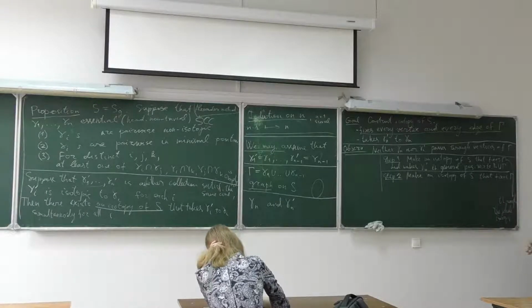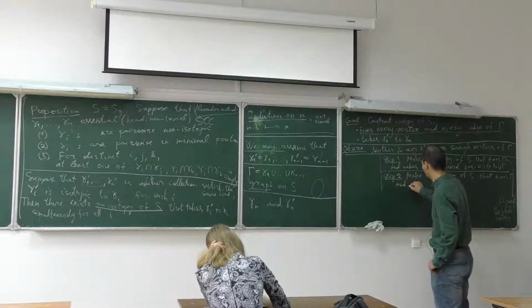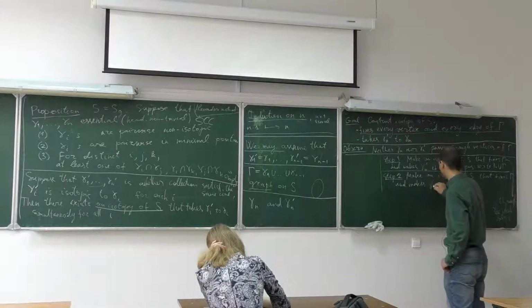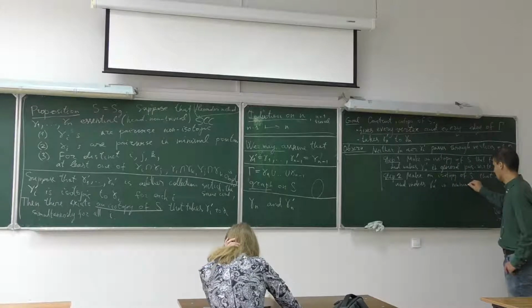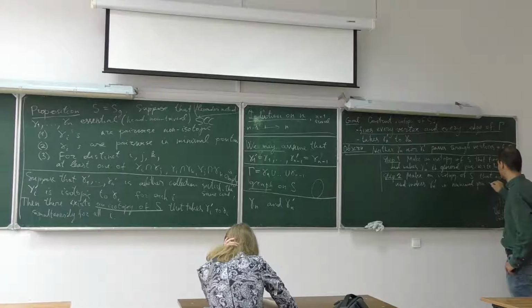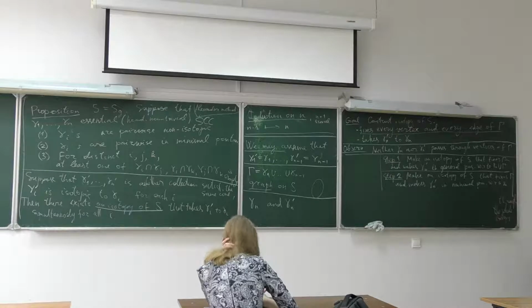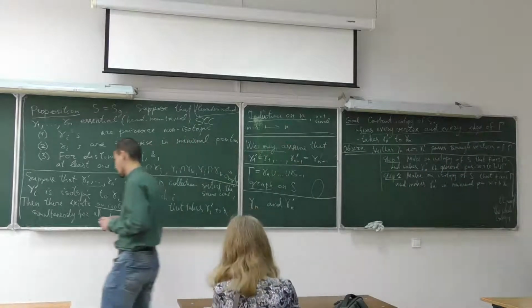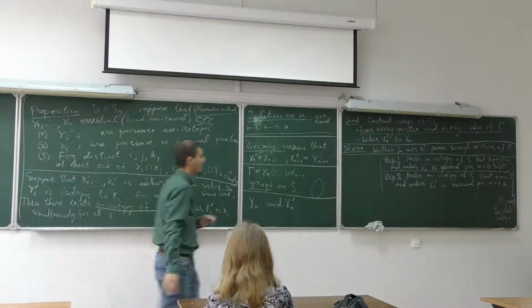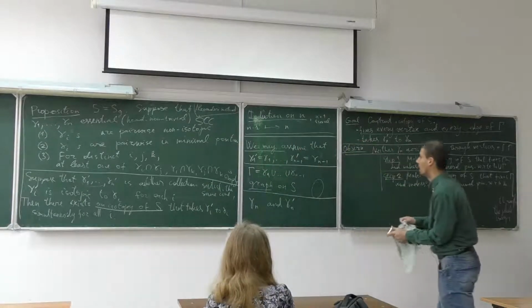Okay, and now I would like to make gamma n prime in minimal position with respect to gamma n. I still want, after this step, gamma n prime to be in general position with respect to gamma. So we would like to put it in minimal position. Okay, how to do this?